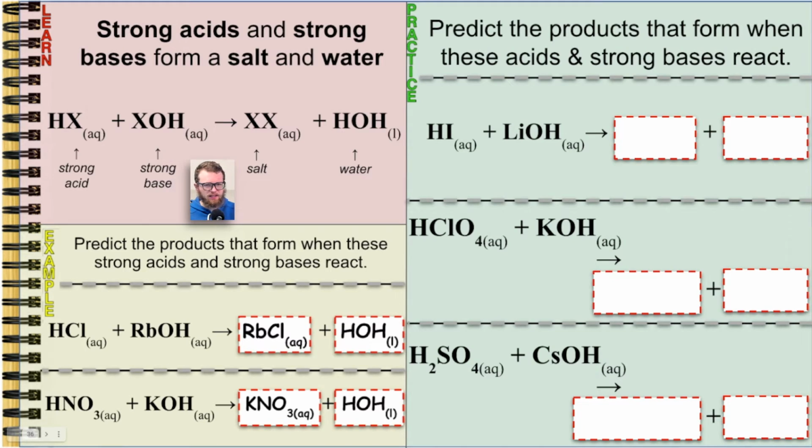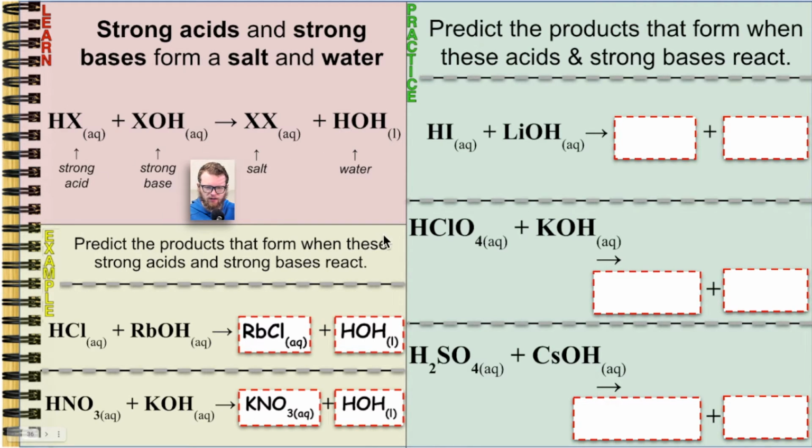Okay, on slide 16, we have strong acids and strong bases form a salt and water. So here's a strong acid. We know it's an acid because it starts with an H. Here's a strong base. We know it's a strong base because it ends with OH. And then the salt forms from whichever the non-HOH part of the acid and base was. And then water is the HOH part of what the acid and base was.